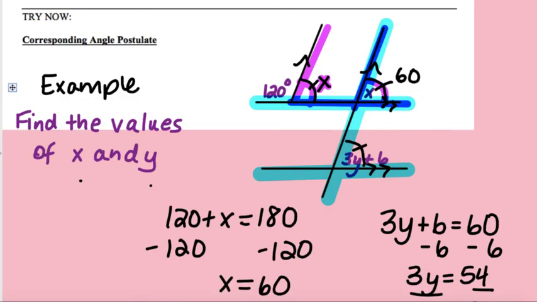All right, so that's an example of how to use the corresponding angle postulate. But the big thing you have to remember is, if two parallel lines are cut by a transversal, corresponding angles are congruent. CAP.